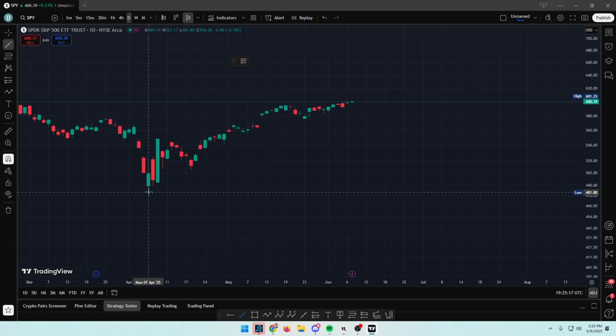On SPY for the swing? Yeah, for the swing. Yeah, sure.